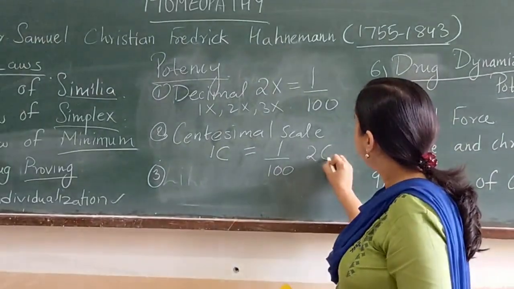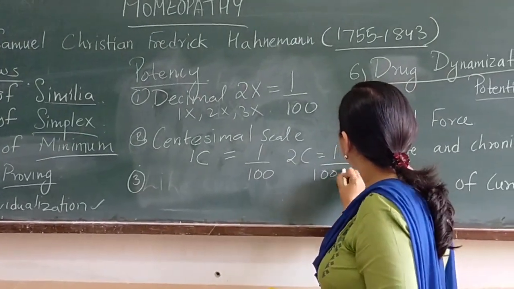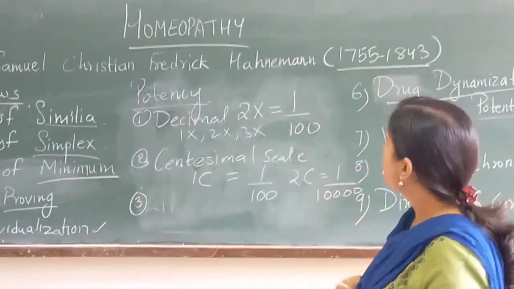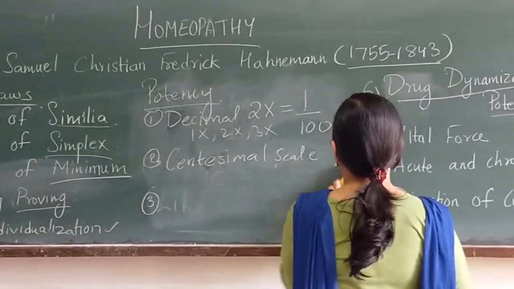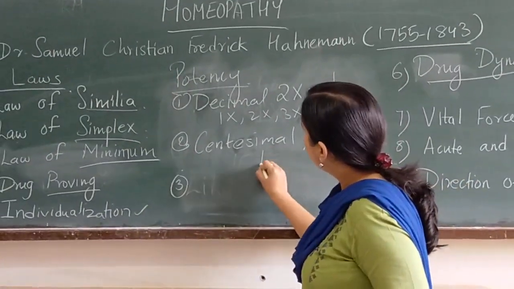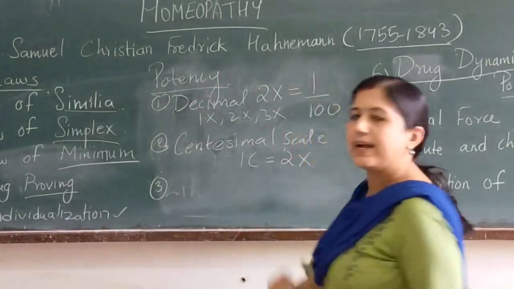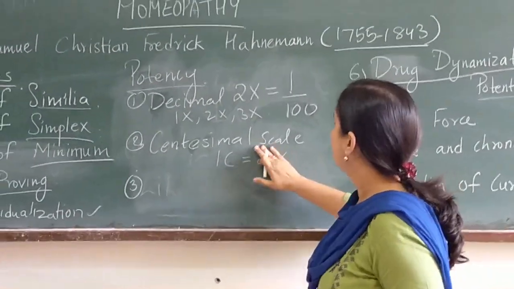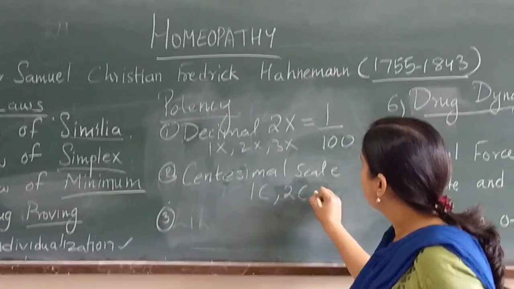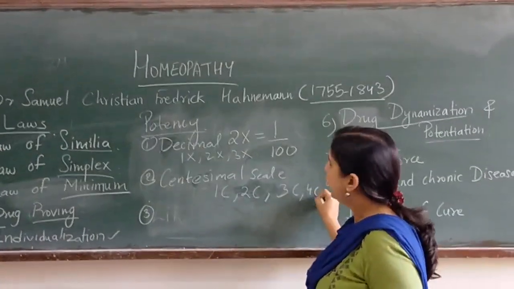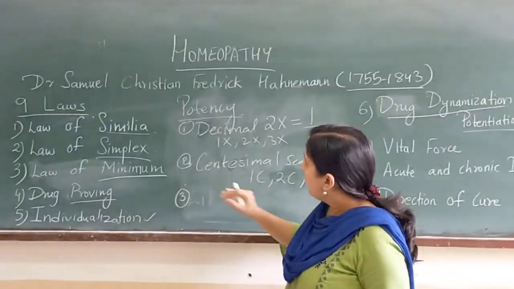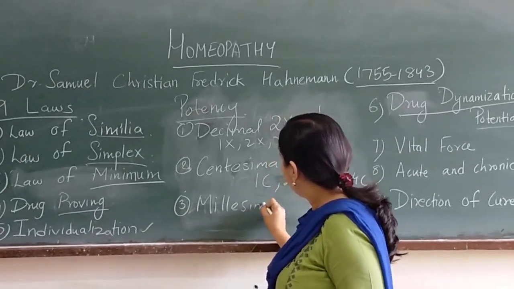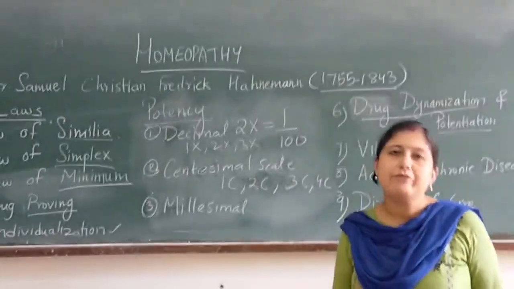If I say it is 2C, then it is 1/10,000 the concentration of the original drug. We can also say that 1C is equal to 2X. Am I right? So 1C is equal to 2X, and we can write it as 3C, 4C, etc. The third way of potentiation is known as the millesimal scale, which is generally followed for the successive dilution.